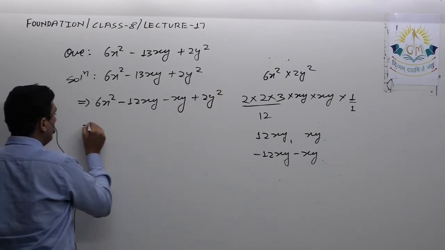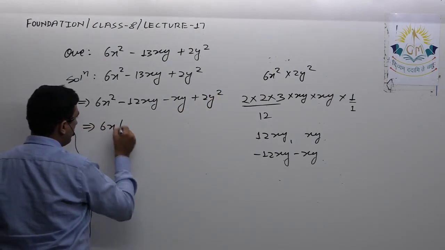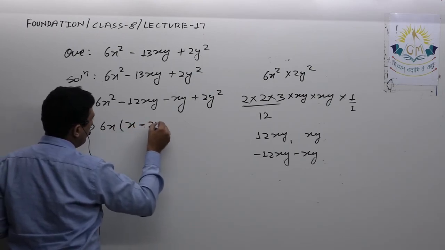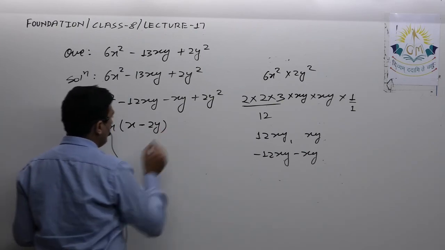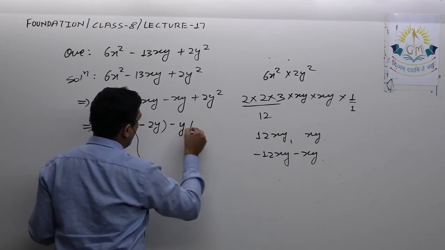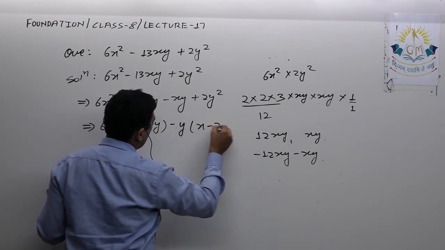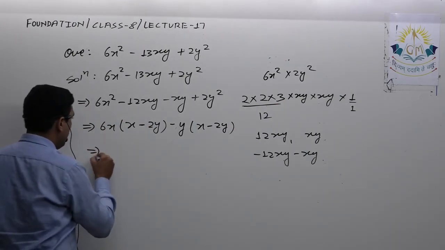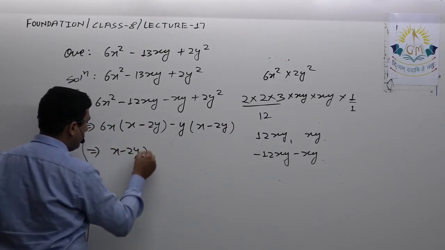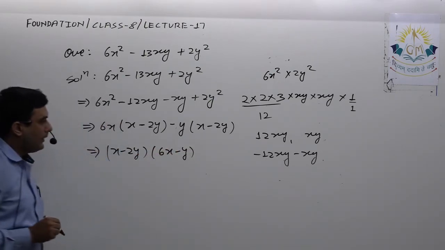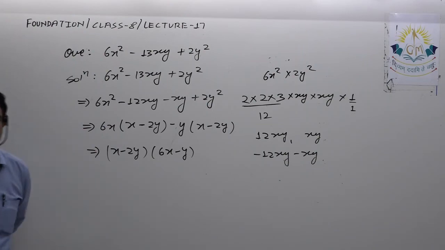Now from these two I can take 6x common, so here I will get only x minus 2y, and from these two if I take minus y common, then I will get x minus 2y. Okay, so now from these two I can take x minus 2y common, so 6x minus y. So this is my final answer. So please note it down, then we'll see the next question.